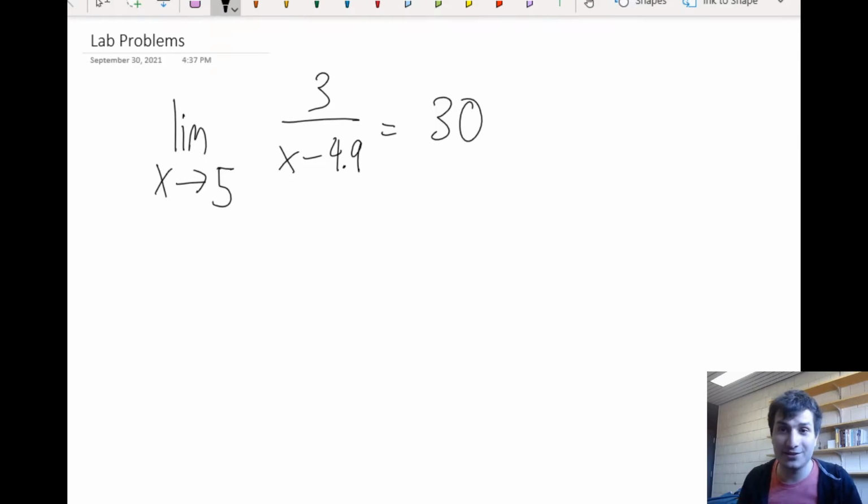Okay, so this is the solution to one of the lab problems. The limit as x goes to 5 of 3 over x minus 4.9 equals 30. This is pretty similar to one of the examples in the notes. So if you haven't done the example in the notes, I definitely think you should do that first.